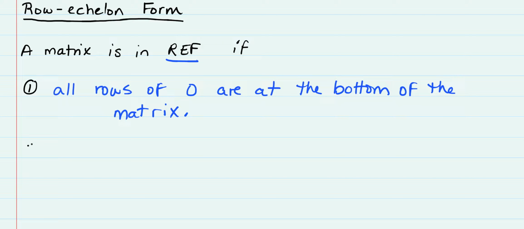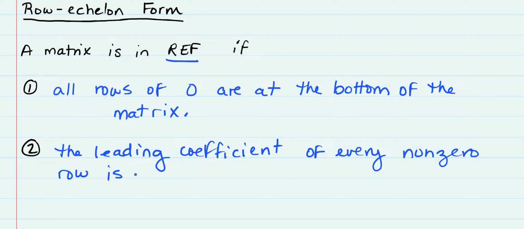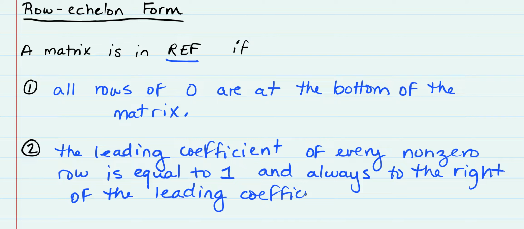The second property is that the leading coefficient of every non-zero row is equal to 1 and always to the right of the leading coefficient of the row above it. And I'll show you what I mean in just a second.